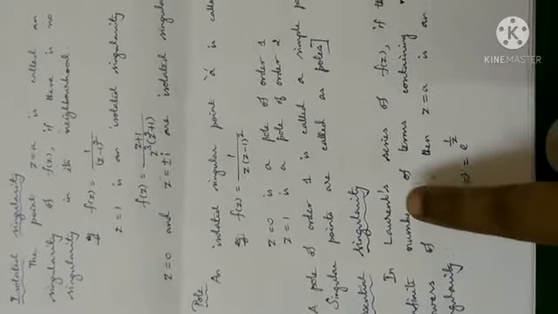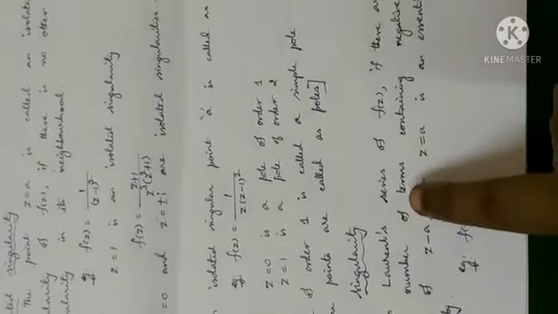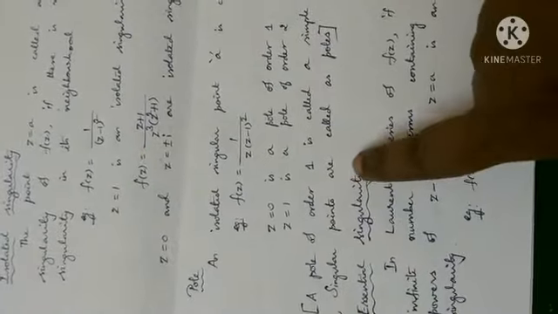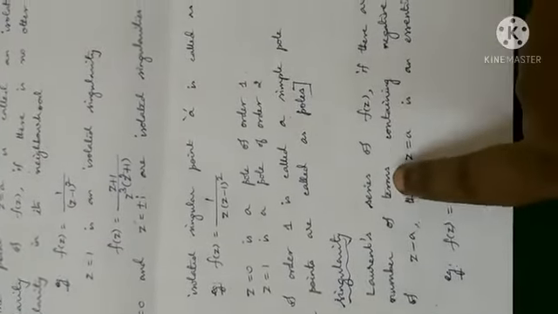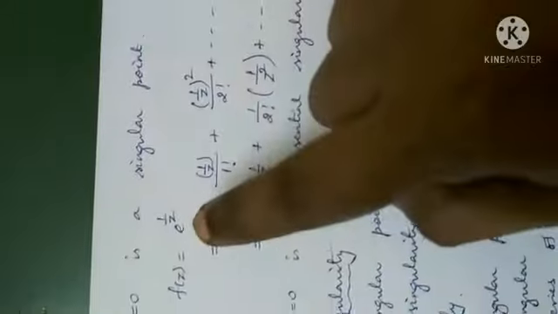So pole of order 1, pole of order 2. A pole of order 1 is otherwise called the simple pole. Okay. Next, the third one, essential singularity. To find an essential singularity, listen here. In Laurent series, if there are an infinite number of terms, let us see this essential singularity through an example. See, this is an example.